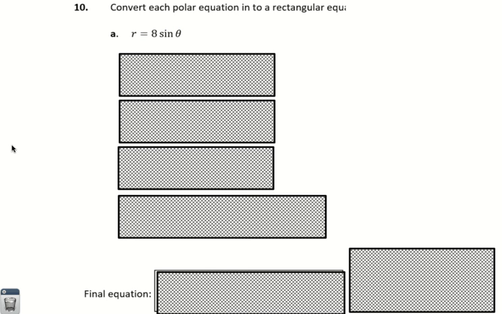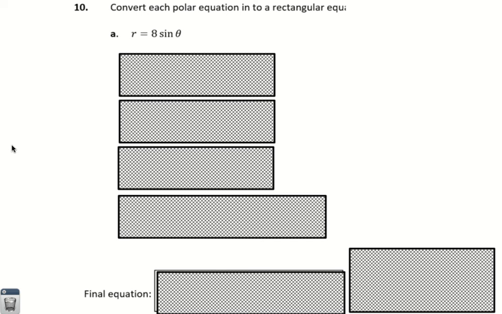Number 10. Convert the polar equation to rectangular. Okay, well, here we go. So we have to change an equation that involves r and or theta into an equation that involves x and or y.